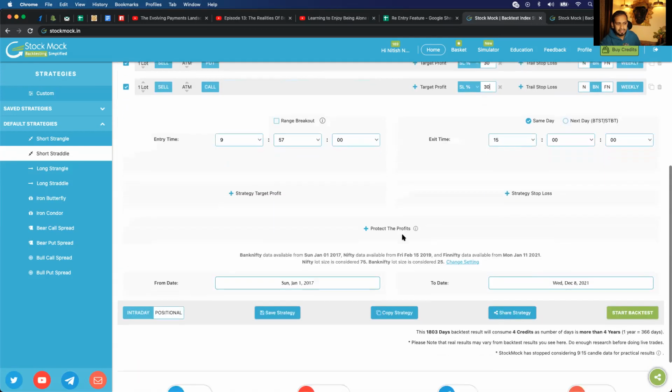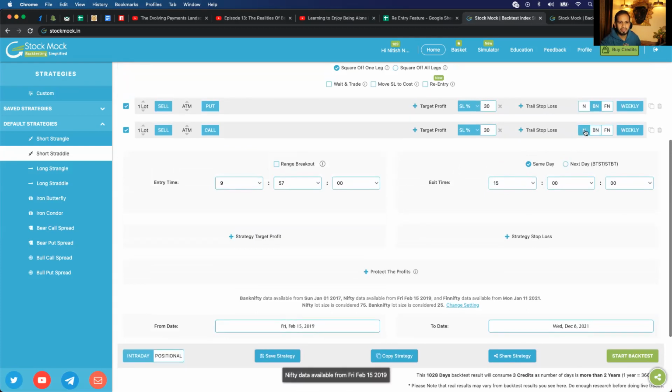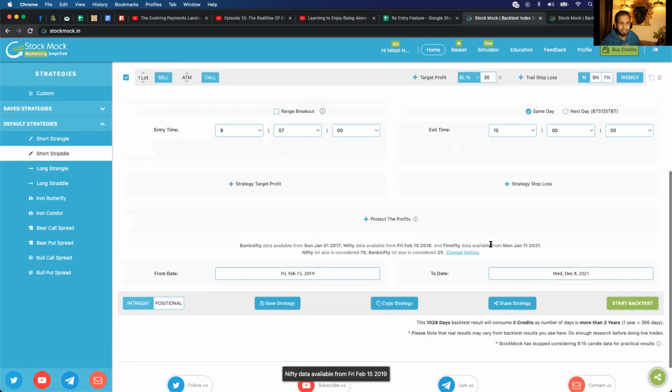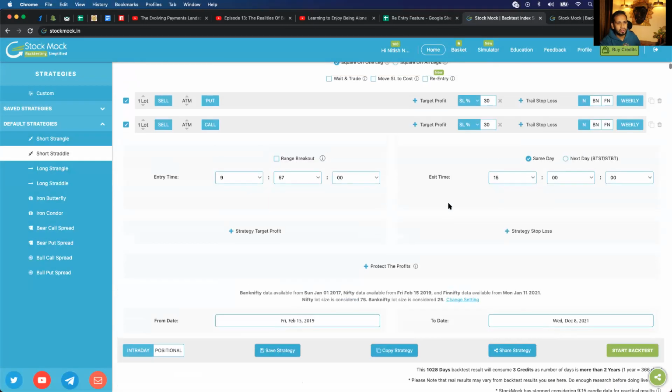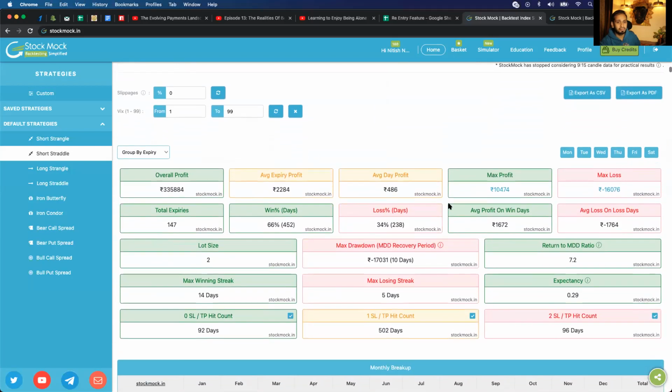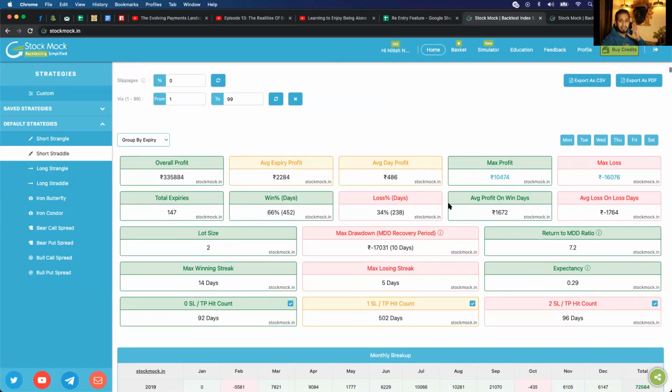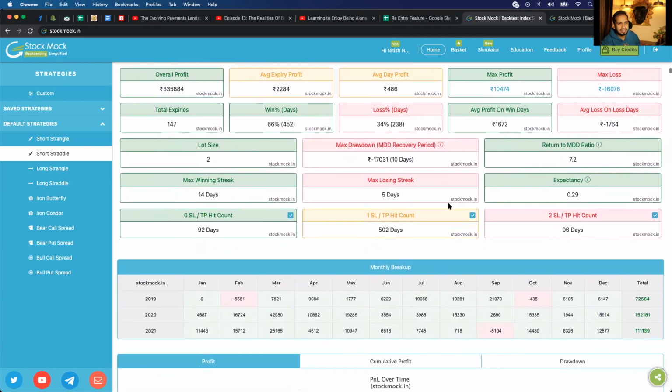Let's test this thing for Nifty. Okay. So if I test it for Nifty, let's wait for the results. And 9:57 to 3 o'clock. So my result, and this is without re-entry, by the way, and this is the vanilla strategy. It's very simple, no complications involved. I see some results in here.